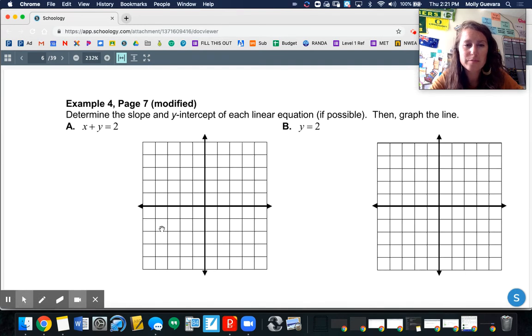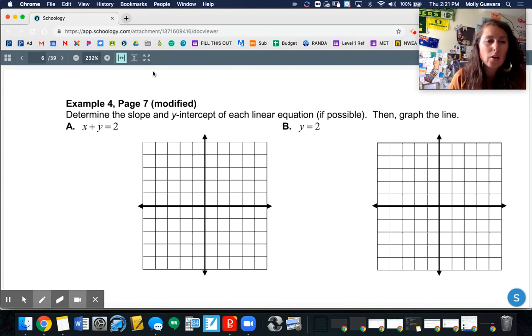So we're going to look here, and I'm going to do 2, and then you guys are going to be doing 4. Okay, so let's just get on in it. Okay, so this one, determine the slope and y-intercept of each linear equation if possible, and then graph the line. Okay, so here my equation is not in slope-intercept form because I want it to be y equals something. So I need the y by itself. I'm going to subtract my x, and I get y is equal to negative x plus 2.